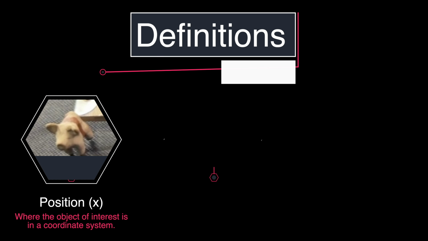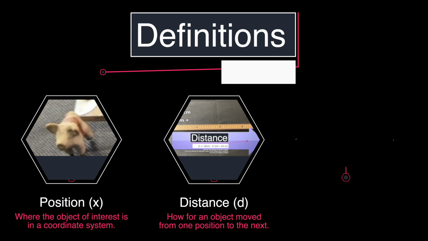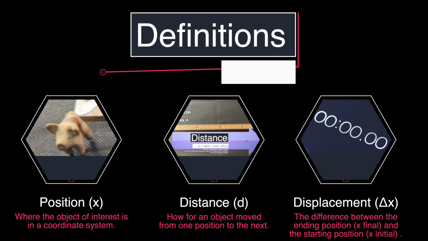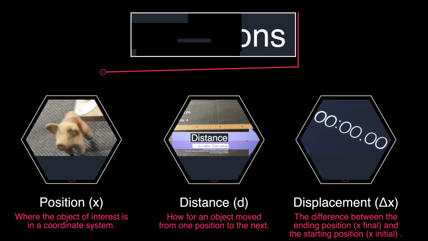Let's go over our definitions. Position is where an object is on a number line. Distance is how far an object moved from one point to the next. And displacement is the difference between the ending position and the starting position. It's represented by delta x. The triangle is the Greek letter delta, meaning change.